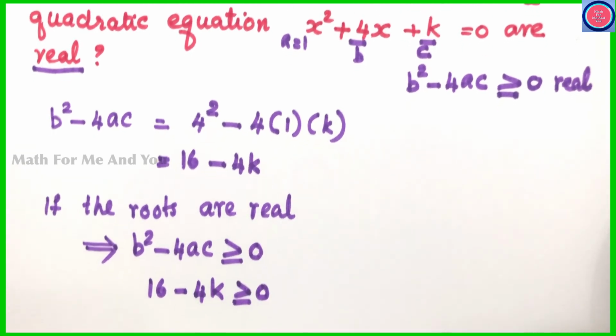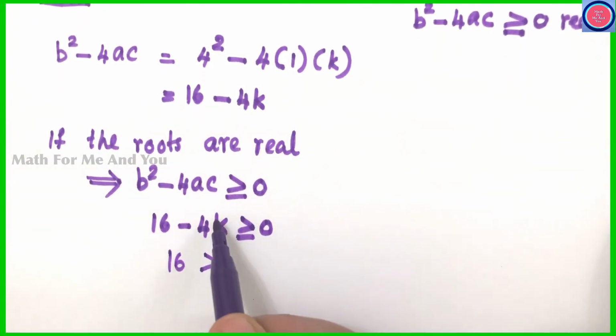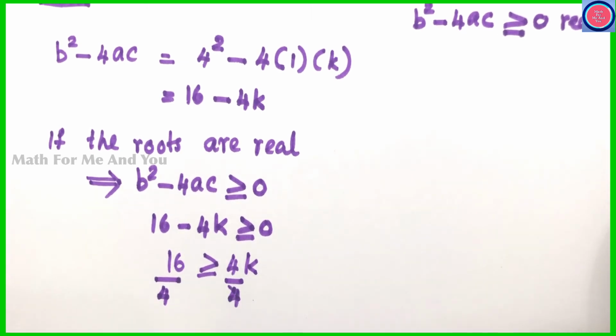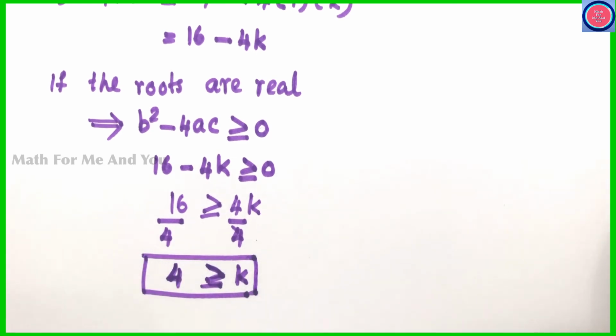To get the value of k, we can move the term with the k to the right side. 16 on one side, minus 4k we can move to the right side as positive 4k. 16 greater than or equal to 4k. Divide both sides by 4. 16 over 4 and 4k over 4. 4 and 4 cancel, we get the value of k. 16 by 4 is 4. So we can write 4 greater than or equal to k. From here we understand the equation has real roots when 4 is greater than or equal to k.